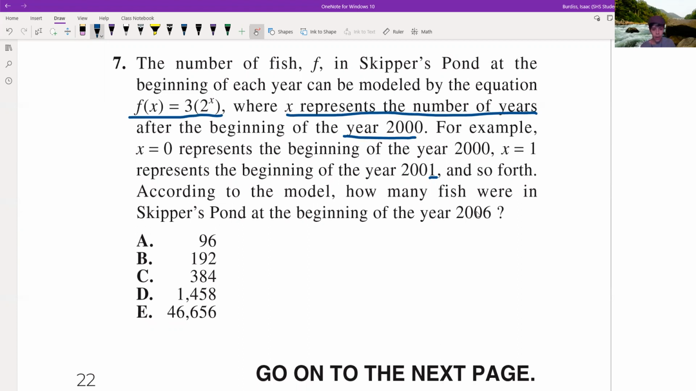So it's saying how many fish were in the pond at the beginning of year 2006. That's 6 years after the starting year, which is 2000. So X equals 6. All you have to do is simply plug in 6 for X. And once you do that, and you multiply that by 3, you get 192.